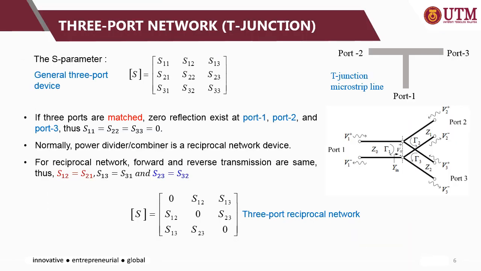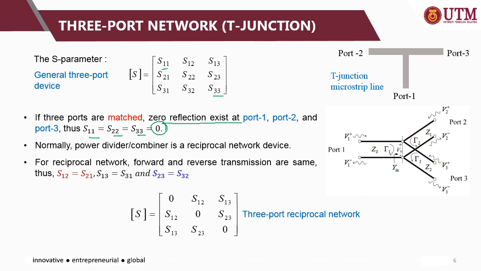Okay, let's look at the first one, the simplest power divider design, which is the T-junction. It is a 3-port network, so the matrix will involve S11 up to S33. If all 3 ports are matched, there is zero reflection at port 1, port 2, and port 3. Therefore, S11, S22, and S33 will be equal to 0.